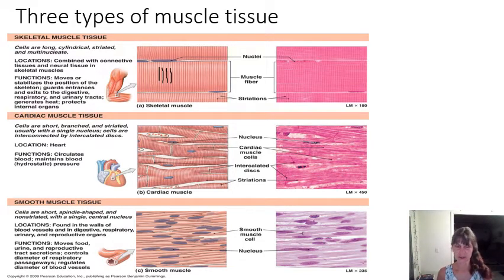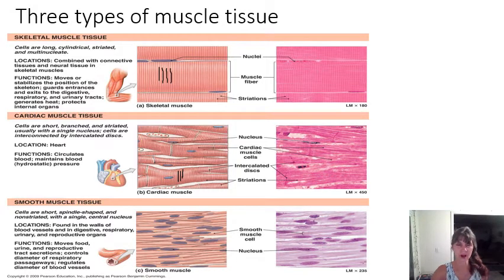Cardiac muscle tissue is made up of cells that are short, that tend to branch, are also striated with lines that run perpendicular to the length of the cell. However, they tend to have one, maybe two nuclei. Usually you just see one nucleus with cardiac muscle.